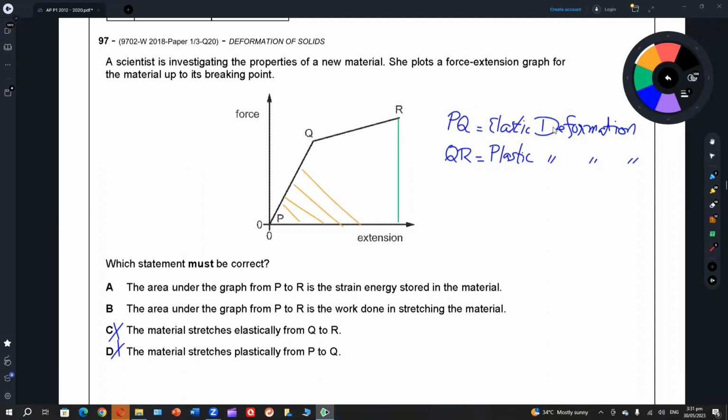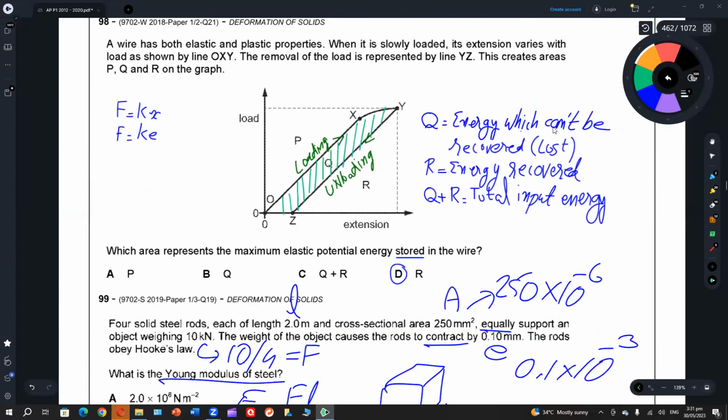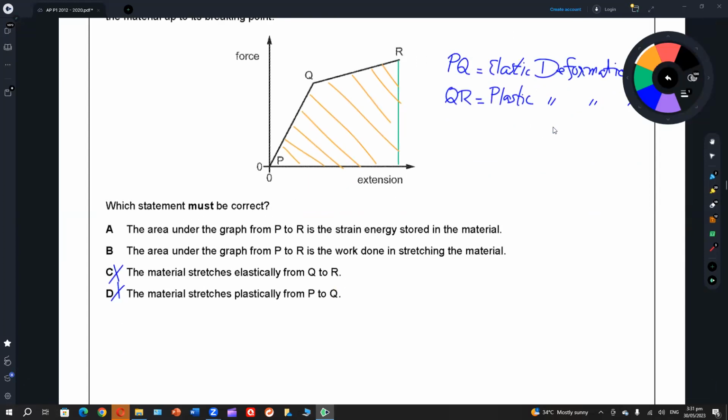If I consider this total area, why should we not say it is the strain energy stored in the material? Actually, the graph they have shown us is called loading. This is the loading graph, and I want you to look again at this previous sketch. This is called loading and unloading. Now, this is a very technical concept to remember: the area under the loading graph is the work done, the total input energy. It is not necessarily the strain energy stored.